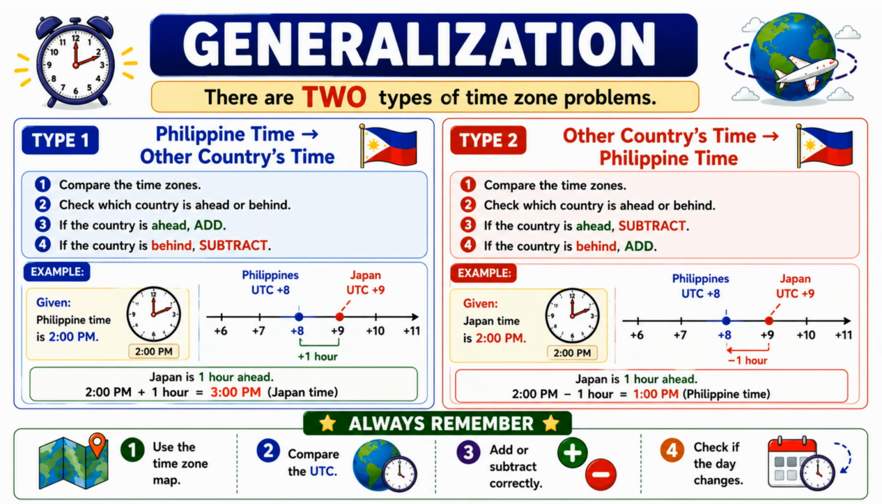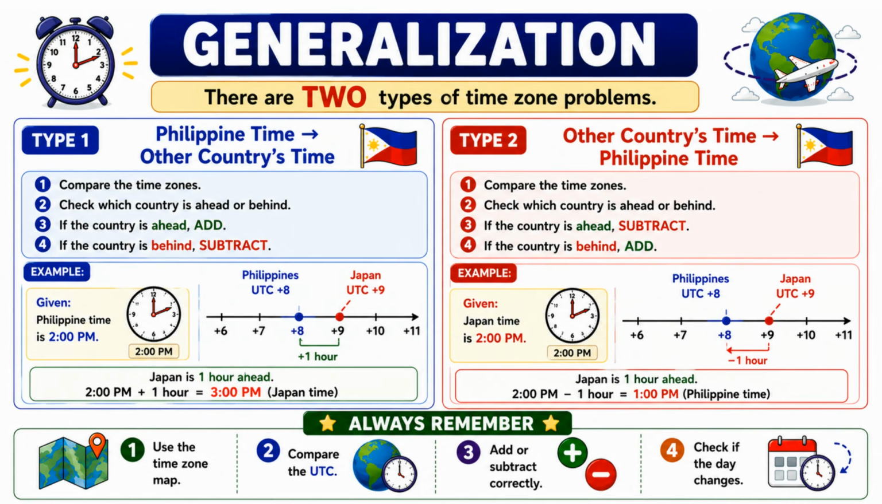Type 2, another country's time to Philippine time. When the given time is in another country and you need to find the time in the Philippines, again, compare the time zones. Then determine whether the other country is ahead or behind the Philippines. If the other country is ahead, subtract the time difference. If the other country is behind, add the time difference.